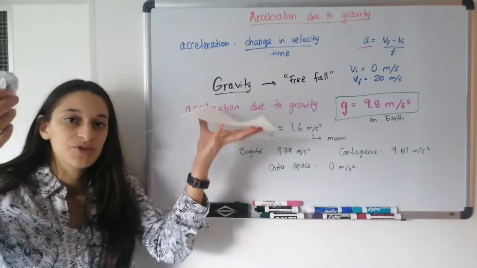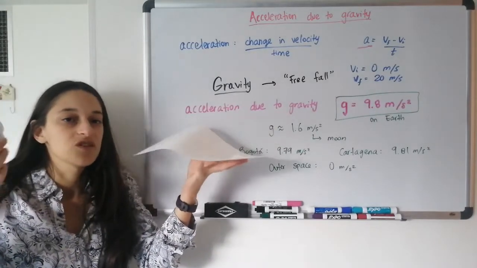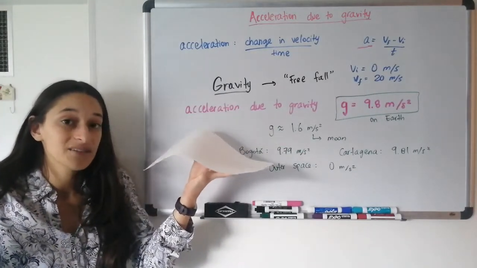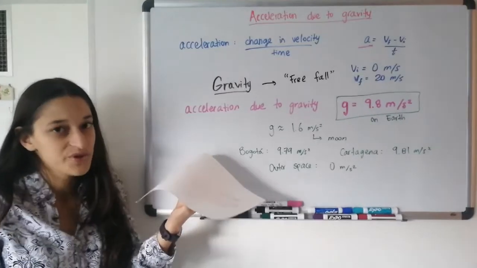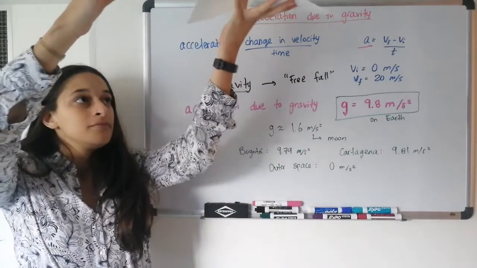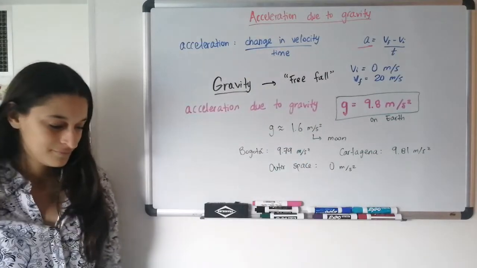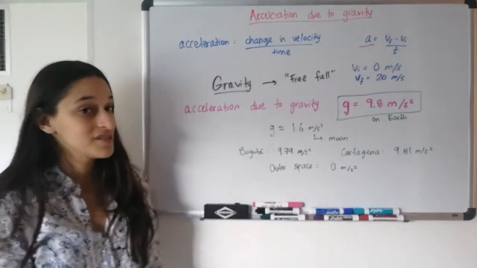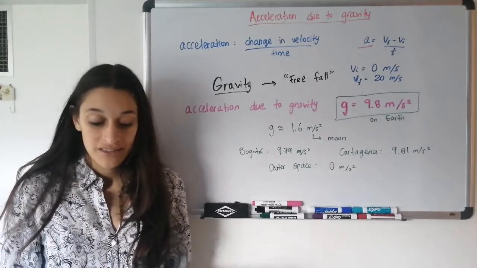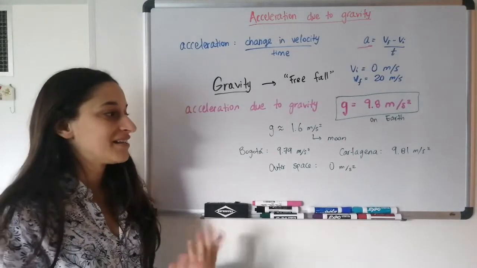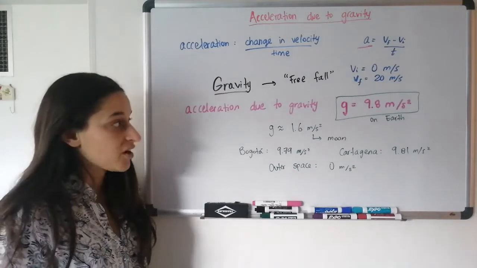If I drop these 2, do you think they're going to fall at the same speed? Do you think they'll reach the ground at the same time? According to this, they should. But do they? Let's see. Definitely not. You couldn't see the ground, but the ball reached the ground much faster than the paper. So what was that? Am I lying to you, or what's going on here?